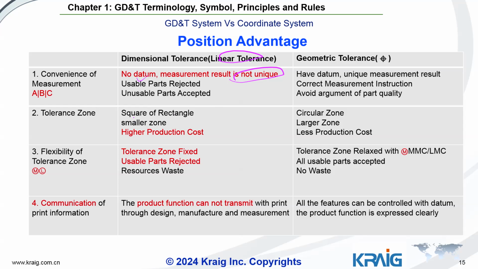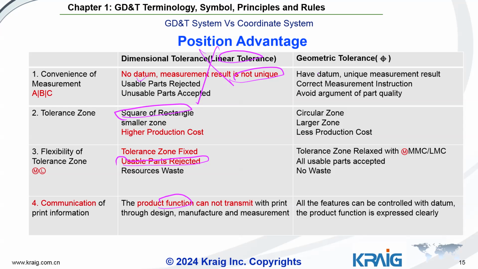And the tolerance zone does not make sense. It's square, right? And then some usable parts will be rejected. Okay, so the function cannot be transmitted properly. So this is not recommended to use.